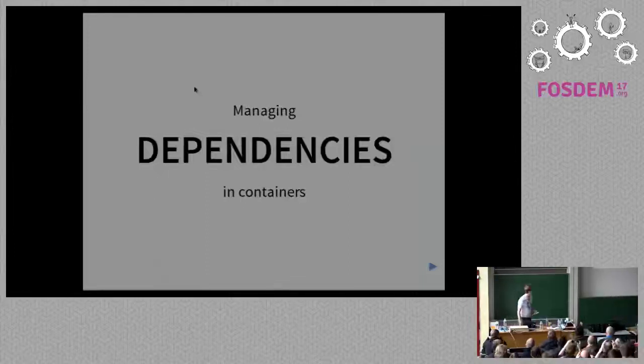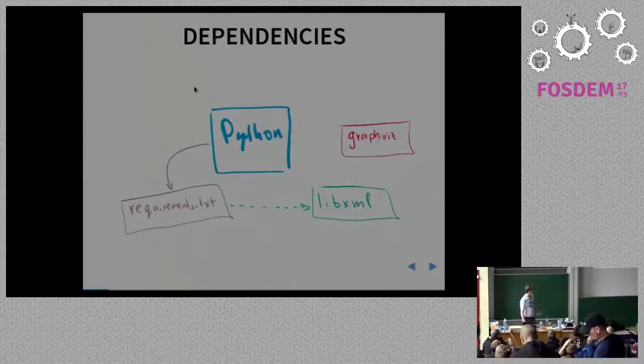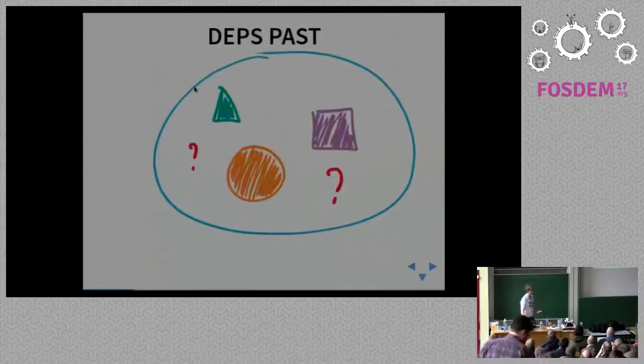I work for Container Solutions in Amsterdam, and I would like to talk for a few minutes about managing your dependencies in the containers we are building. And by managing your dependencies, I'm not just talking about your requirements.txt, for example, for your Python project, but also things like the libxml that you normally would get from your operating system, and linked in your Python interpreter, or even shelling out to Graphics.